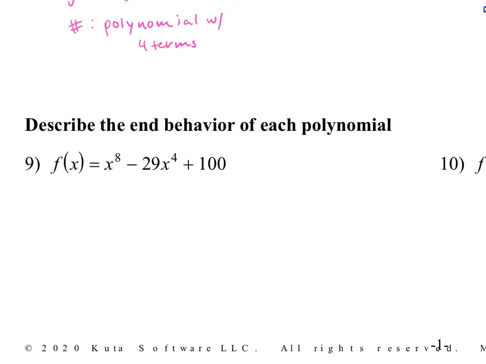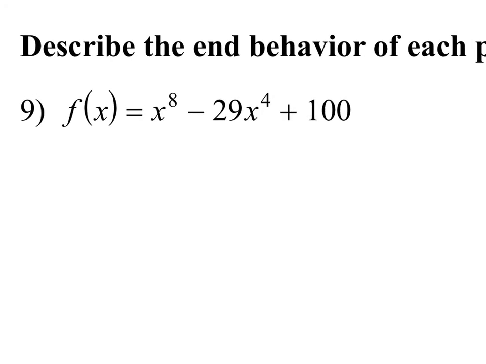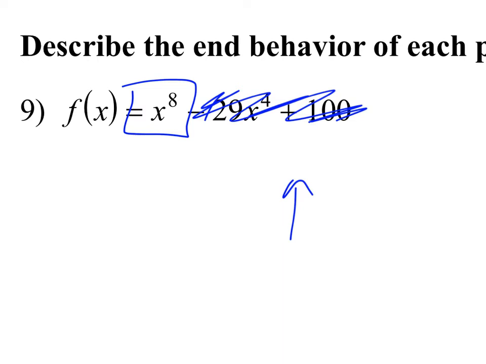All right, number 9. Describe the end behavior of each polynomial. Which term are we looking at here to help us describe the end behavior? The x to the 8th power. And we can ignore everything else behind it. So is this positive or negative? Positive. So what does that tell us about our right arrow? The right arrow goes up, and then is it even or odd? Even. So same direction or opposite directions? Same. So they go up and up.